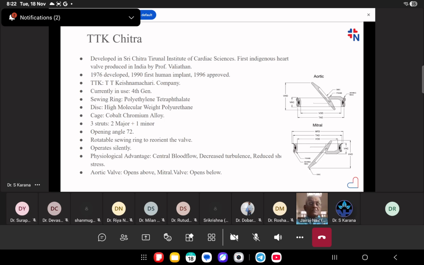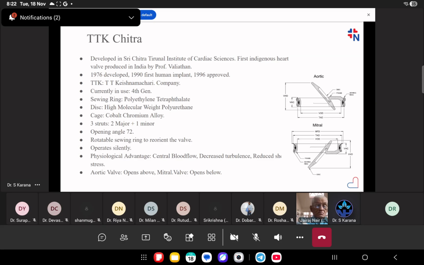So first we are going to discuss the TTK Chitra valves, the most commonly used, the first indigenously developed heart valve for the Indian population. It was developed in Sree Chitra Tirunal Institute of Cardiac Sciences by Professor Valiathan. TTK means TT Krishnamachari, it is the company. 1976 was when it was first developed, and 1996 got the first approval. Currently, what we use is the fourth generation valve.